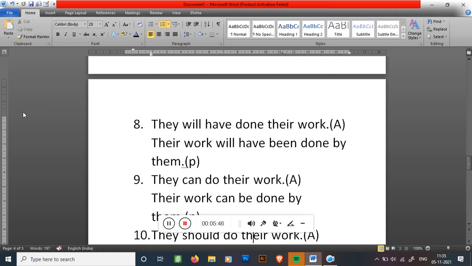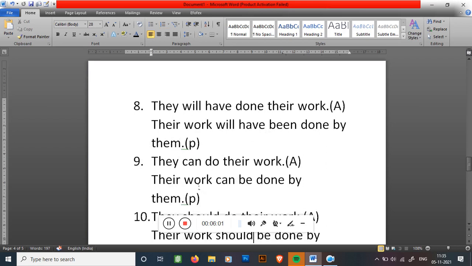Come to the eighth sentence. Now this is the example of future perfect. They will have done their work. Their work will have been done by them. See, will have plus been.